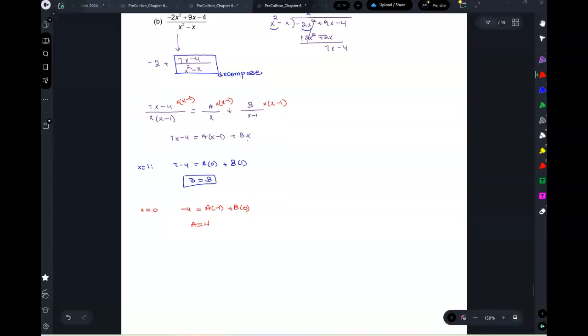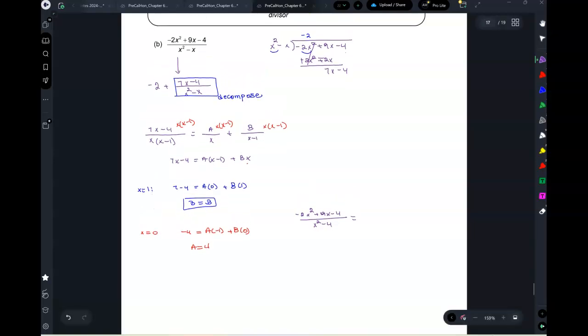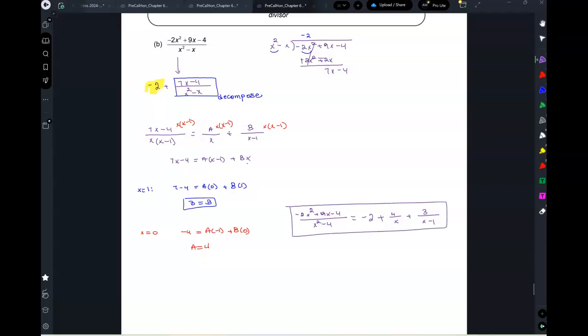Aren't we having fun? Okay, now let's write this. We started out with this. This is equal to, first thing you have to do is include this negative 2 plus A, 4 over x, plus B, 3 over x minus 1. And that is your partial fraction decomposition.